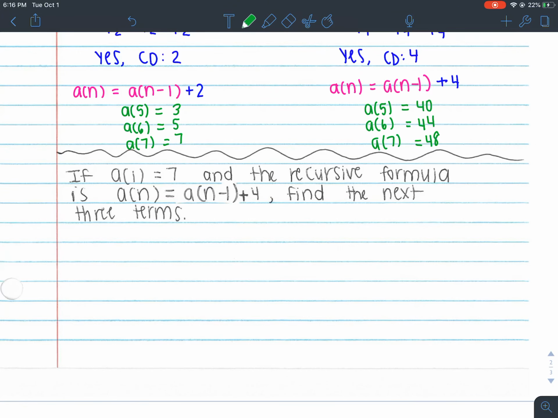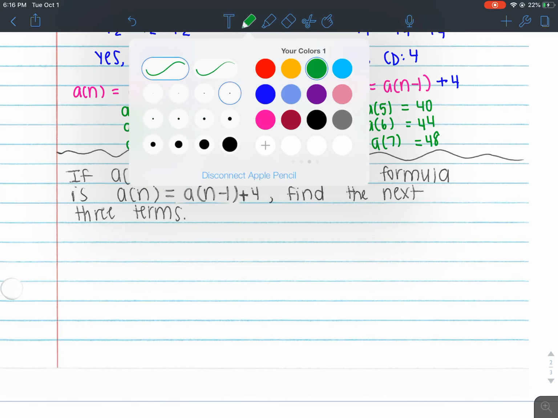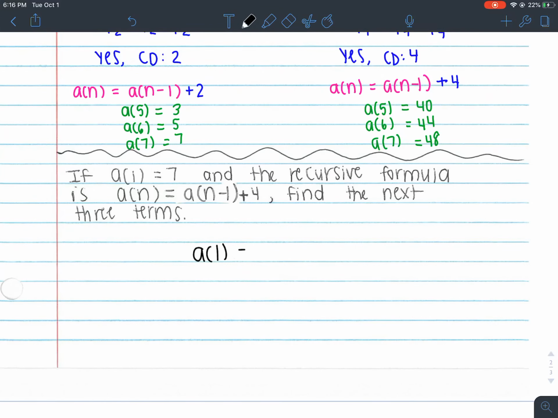Okay, the last problem is saying if A of 1 equals 7, and the recursive formula is A of n equals A of n minus 1 plus 4, find the next 3 terms. So first, let's talk about what A of 1 equals 7 means. Well, A of 1 means first term. And if it's A of 1 equals 7, it's saying that 7 is the first term in our list, the first term in our sequence.